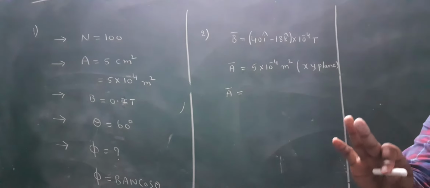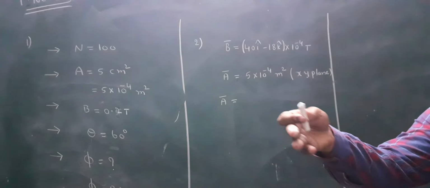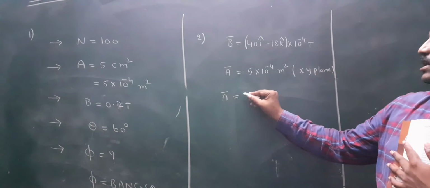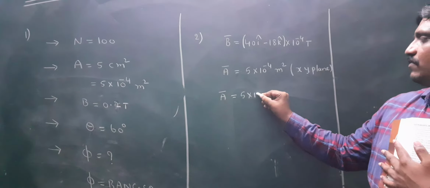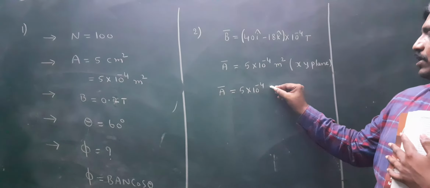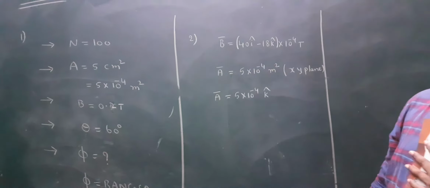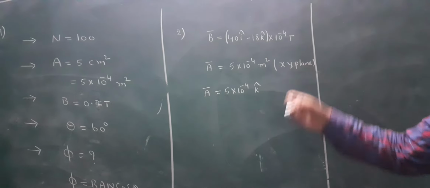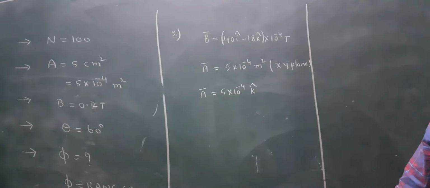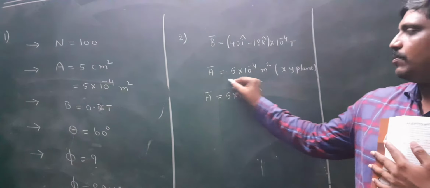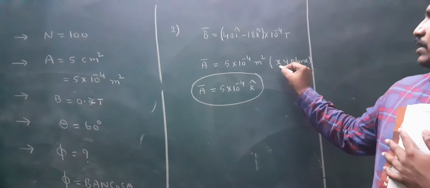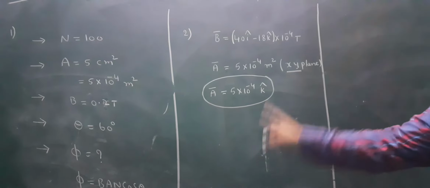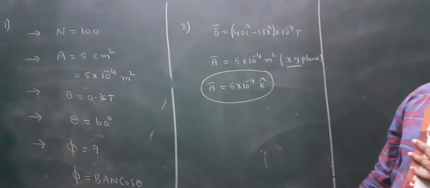Area direction is always perpendicular to the given plane. Simply, perpendicular to xy is the z axis. So 5 into 10 power minus 4, and the z axis unit vector is k cap. Once again I repeat, perpendicular to the xy plane is the z axis, unit vector k cap. The given plane is the xy plane. Area direction is always perpendicular to the given surface.